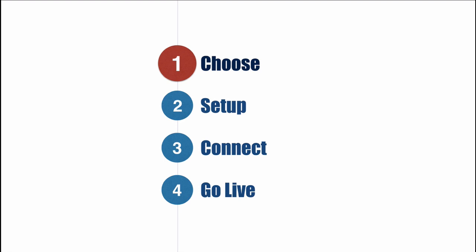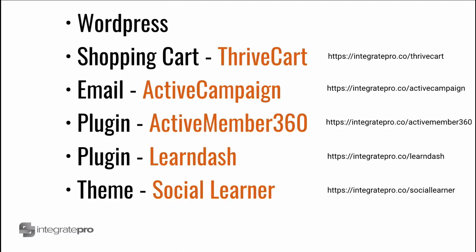What do you want to do if a payment fails? Do you want to do something so that they get access removed or not? What about making it easy for people to get access to their content when they purchase? And then, for instance, adding, removing access all happens automatically with this setup. We're going to use WordPress. The shopping cart is going to be ThriveCart. Email is handled by ActiveCampaign. There's a WordPress plugin called ActiveMember360. There's another WordPress plugin, Learndash, and the theme is SocialLearner.